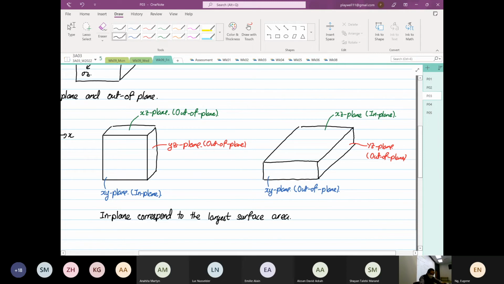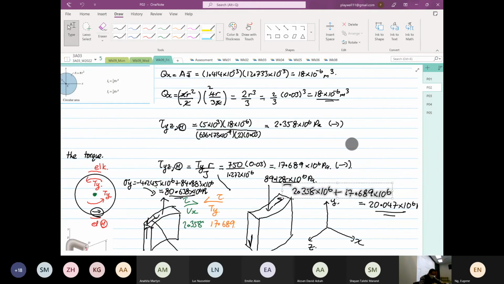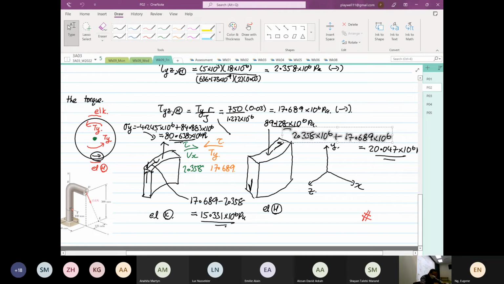So now if we go back to our problem over here, the biggest face is our what? So this is our so-called YZ plane, right? This is our in plane. And then the rest of them, this surface over here is our XZ plane, and this is our out of plane. And then this surface over here is our XY plane, and this is also our out of plane.